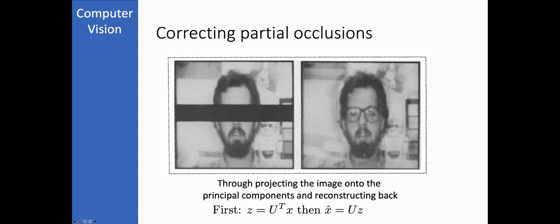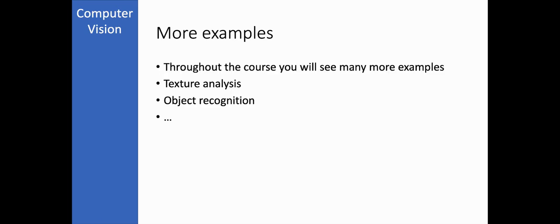A fun application that they play with is restoration. Let's assume that I have this image, but some part of the image is gone. I can take this image and project it into the new variable z, and then reconstruct the image using the new variables. And I see that when I reconstruct it, the PCA components are able to recover the information in this missing part. So they actually correct for the occlusion. That's quite nice. And you will see more examples throughout the course, as I said, in texture analysis and object recognition.